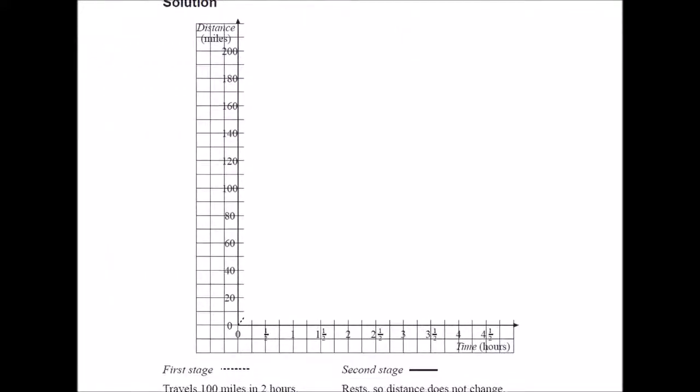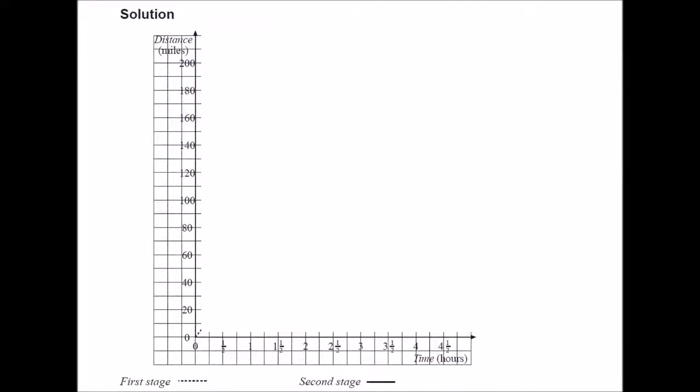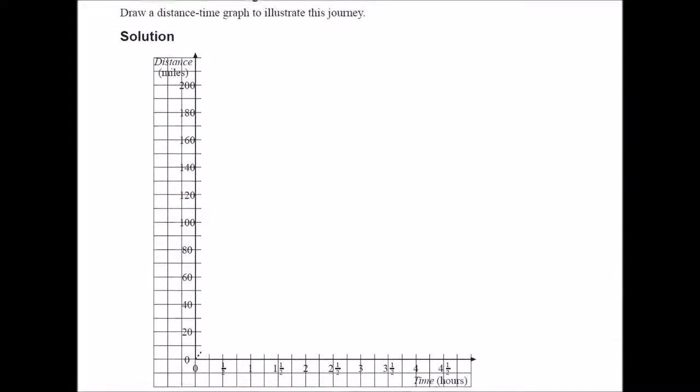First of all, make sure we understand that when we draw our axes, we need to be very consistent. It's always distance going up, and we go up by the same amount each time. So in this example, we've chosen to go up in 20s every 2 squares, and we've gone up in half-hour chunks going across, and that's got to be consistent starting from 0.